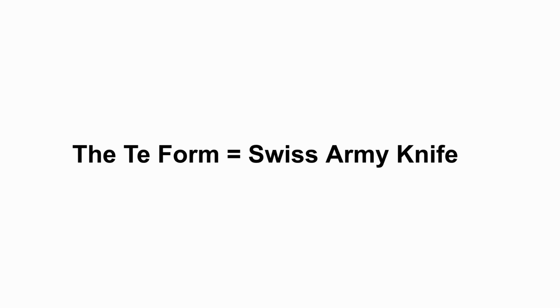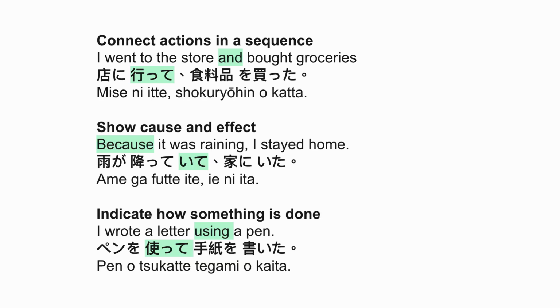Alright, let's dive into how to conjugate the te form in Japanese. I always say the te form is just like a Swiss Army knife. It has many uses in Japanese, and here's what it can do. Well, first, it connects actions in a sequence, just like "and" in English. For example, I went to the store and bought groceries.